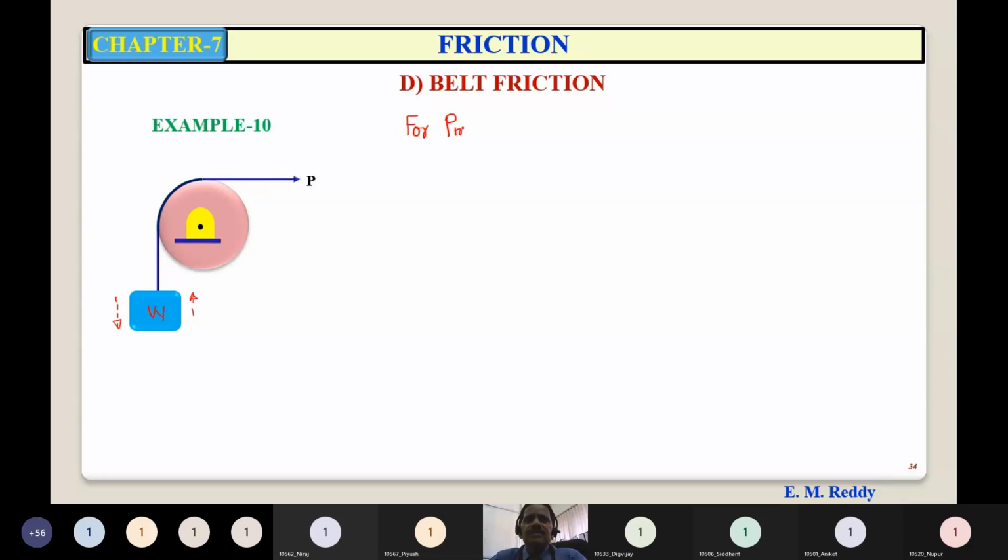So for P minimum, impending motion of block is downwards. Means you are just holding the block from moving down. That is the minimum force required. So the tension in the rope in the direction of impending motion is always T2. The other side tension is T1. Here T2 is equal to W, weight of the block. T1 is equal to P.